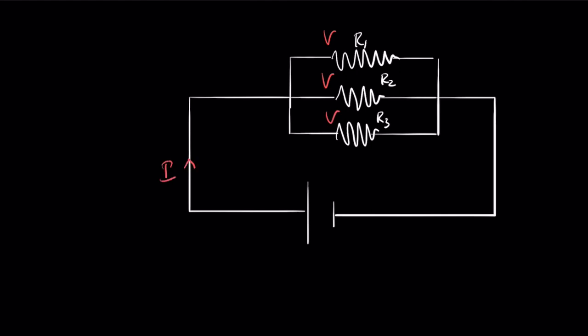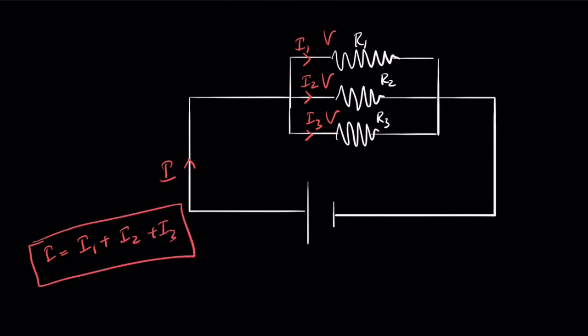The current here is I, but each resistor has its own current. So it becomes I1, I2 and I3. The total current I here is the sum of the individual currents, I1 plus I2 plus I3, but the voltage will stay the same. So the voltage across the circuit will stay the same, but the current will change.